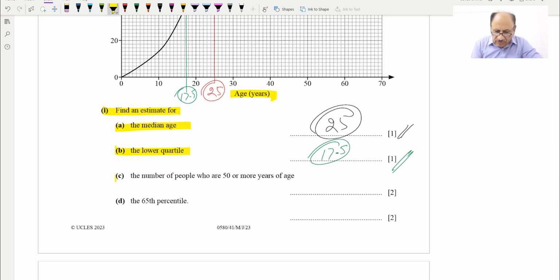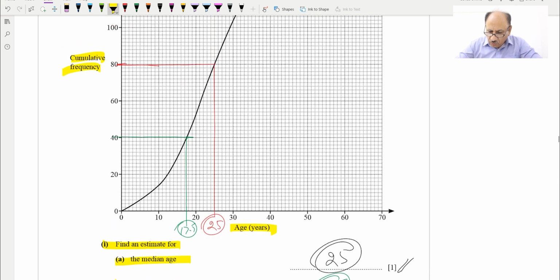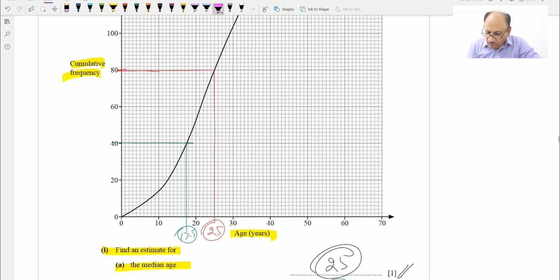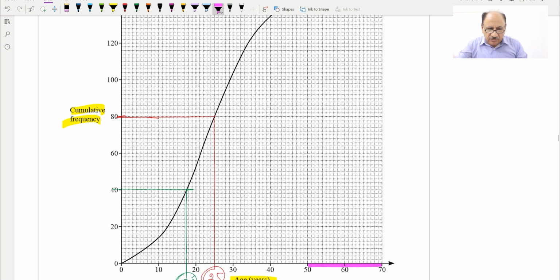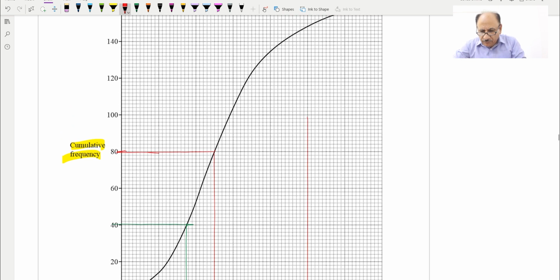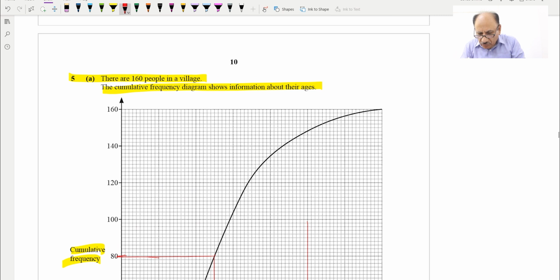Next part, they are saying the number of people who are 50 or more years of age. So 50 or more will be what? 50 or more will be this region, and we have to take the reference from here. If we draw a line from 50 above up to the graph, and we want to go to the cumulative frequency side, and this will be over here. If we draw, this one will be what?